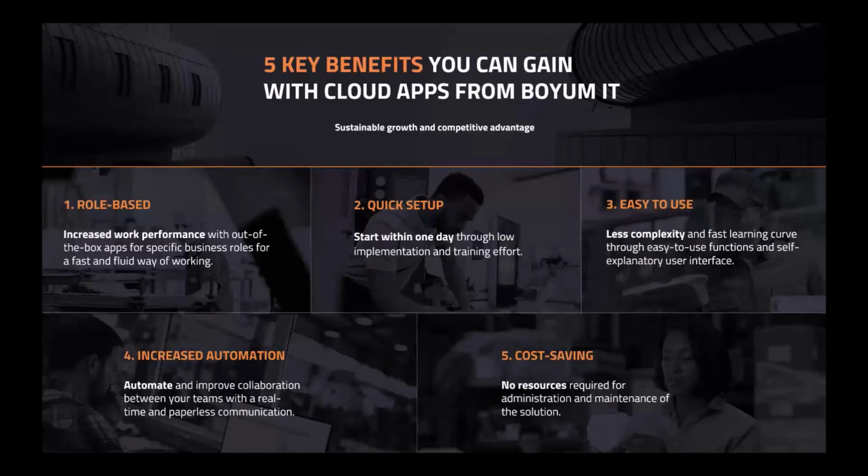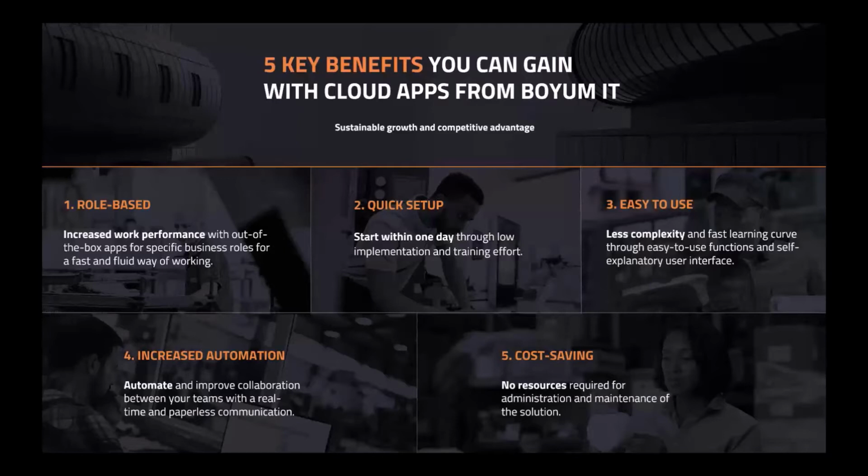Increased automation means, especially in Produce and Inspect, a collaboration between the people on the shop floor. We have the shop floor manager, we have the shop floor operator. Our focus is to reduce the manual communication between these people, and to have a better real-time and paperless communication between these personas. And in the end, cost saving.